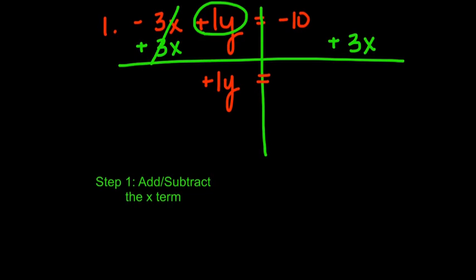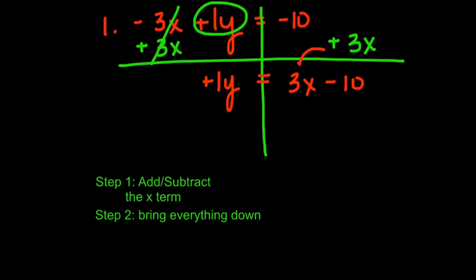So we have 1y equals, and I'm going to go ahead and bring this down just as is. So step two is to bring everything down. So we have positive 1y equals, and we have a positive 3x, but I'm not going to bring the positive sign down, and then minus 10. Now notice that when I brought it down, I actually brought this 3x down in the front. That's the proper way to write it. We want to keep our x in the front. That way when we get to graphing, it'll be a little bit more organized.